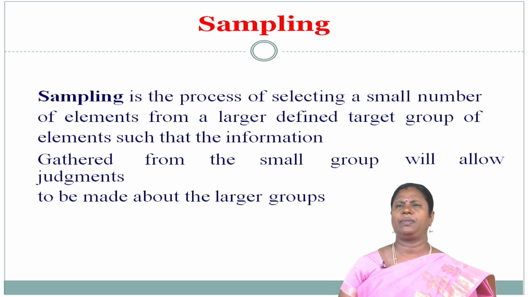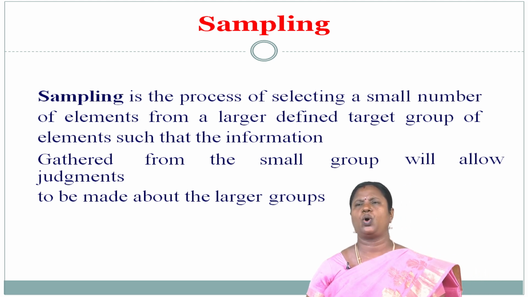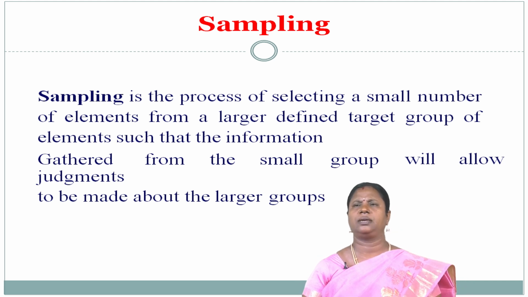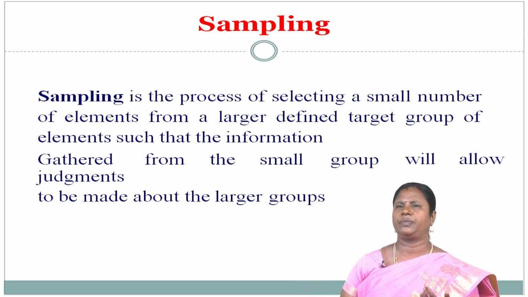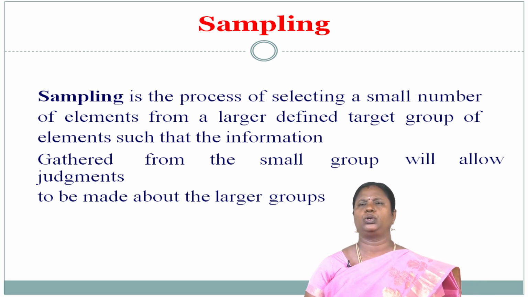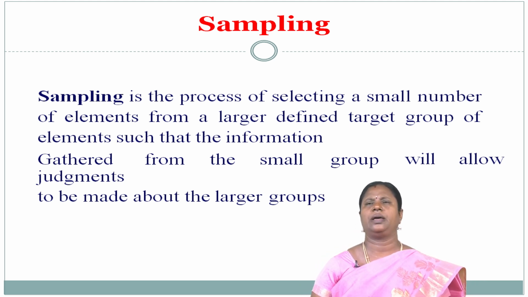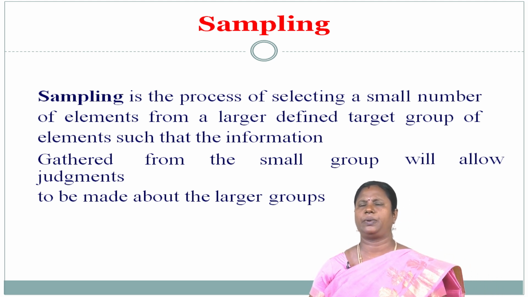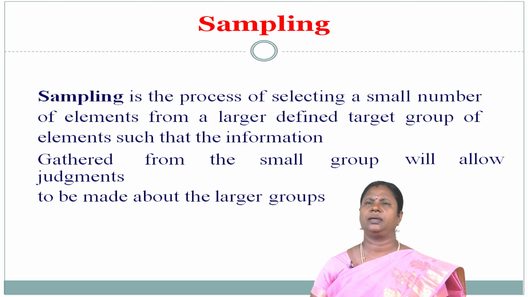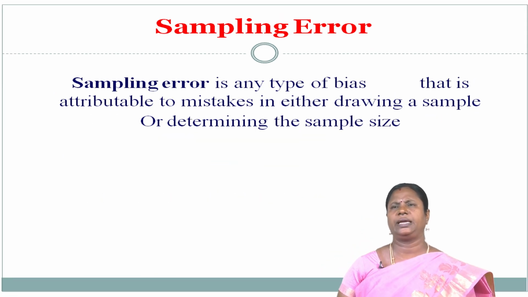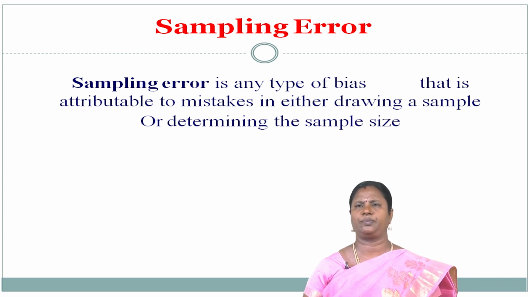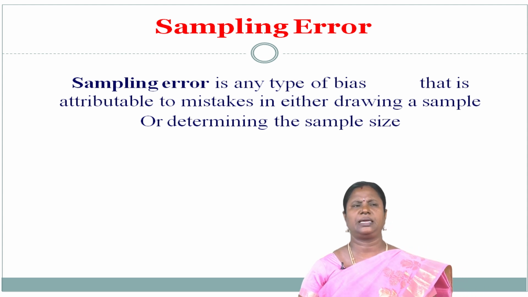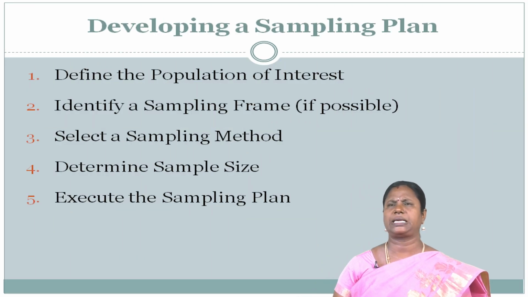Then sampling. Sampling is the process of selecting a small number of elements from a larger defined target group of elements such that the information gathered from the small group will allow judgments to be made about the larger group. Basis of sampling theory: population, element, defined target population, sampling unit and sampling frame. Sampling error means any type of bias that is attributable to mistakes in either drawing a sample or determining the sample size.